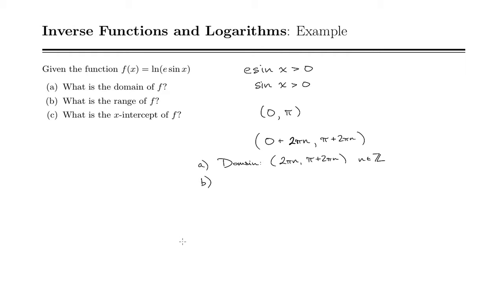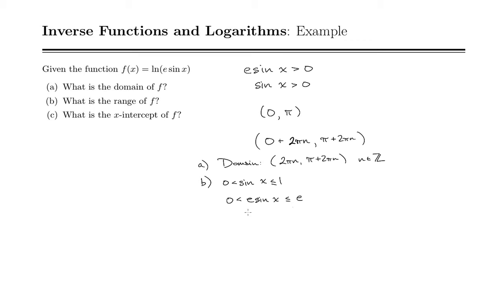For part B, we need our range. And we will be taking the natural log of this e sine of x. And so we want to know the possible outputs. Well, first of all, we know that sine of x is going to be between 0 and 1. We already determined that. That was our restriction on our domain, is that the sine of x had to be greater than 0. But of course, sine of x will never be bigger than 1. It might equal 1, though. And so if we multiply by e, we still have 0 less than e sine of x less than or equal to, well, 1 times e, which is e.